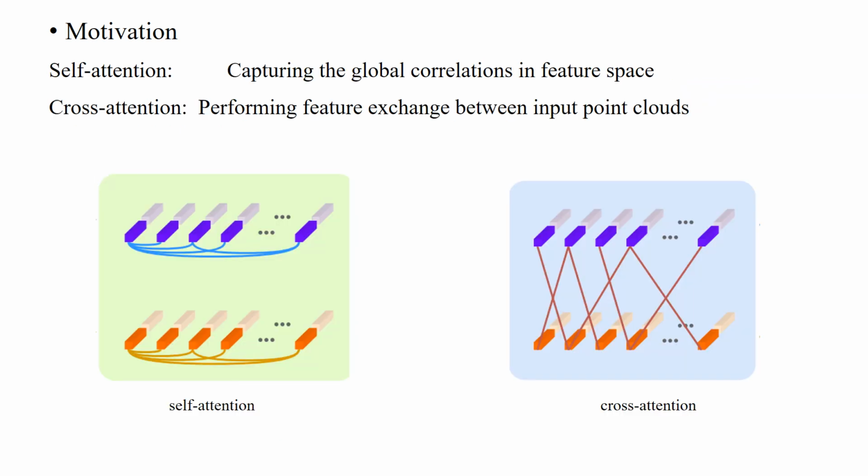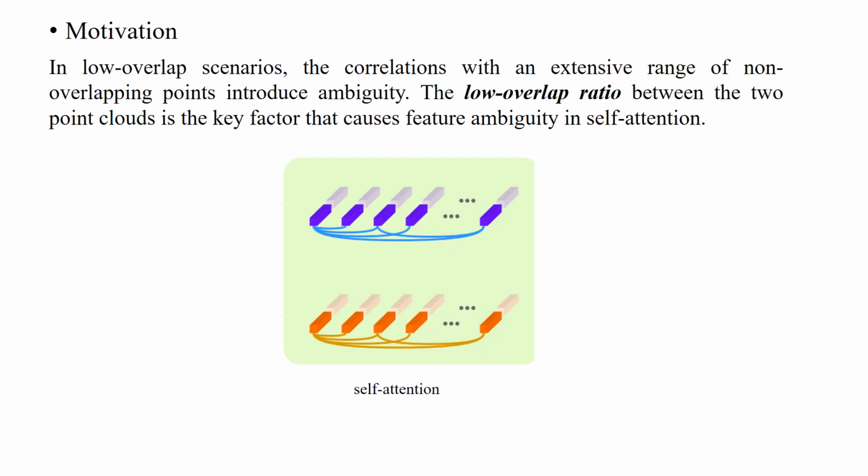The transformer-based methods usually adopt a self-attention module to learn intra-point cloud features first, then utilize a cross-attention module to perform feature exchange between input point clouds. The advantage of transformer models mainly benefits from the use of self-attention to capture the global correlations in feature space. However, such global correlations may be ambiguous and lack distinctiveness, especially in indoor low overlap scenarios, because the correlations with an extensive range of non-overlapping points introduce ambiguity.